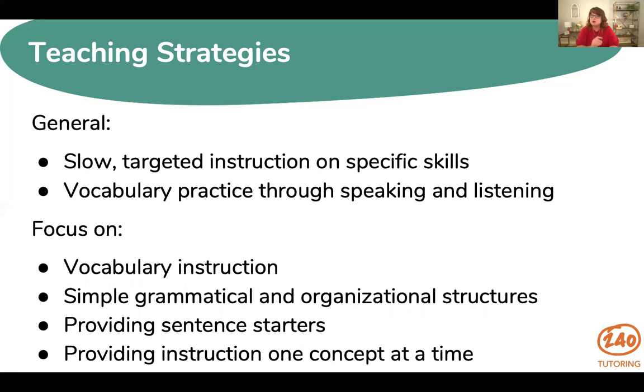First, some general strategies. They need slow, targeted, explicit instruction on specific skills. So you take those skills, you target them, what are they struggling with, and you provide explicit instruction on those skills. Once they master it, you can move on to the next skill. Combining this with good, solid vocabulary, practice, and instruction through listening and speaking will help them advance in their writing abilities much more quickly and efficiently.